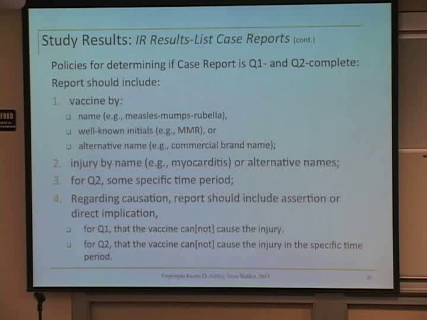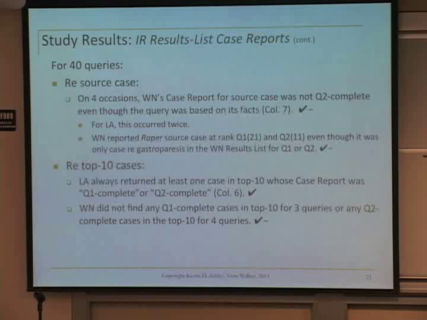We tried to be objective about this assessment. We adopted certain policies. We looked to see whether the report included a reference to the vaccine, either by the name, the well-known initials, or the commercial brand name and alternative. We looked to see whether it named the injury. For Q2, we looked for some specific time period. And regarding causation, the report should include an assertion or a direct implication that the vaccine caused the injury, and for Q2, that the vaccine caused the injury in a specific time period. And then we scored them.